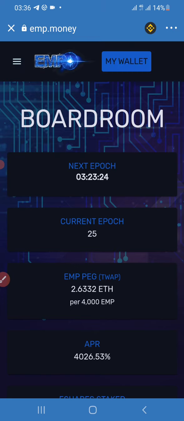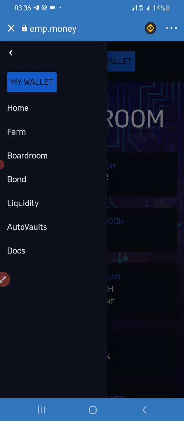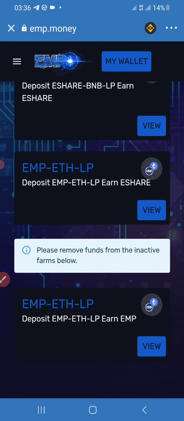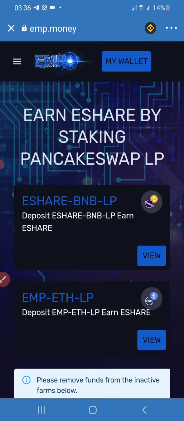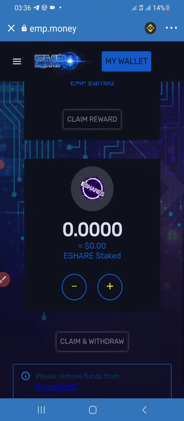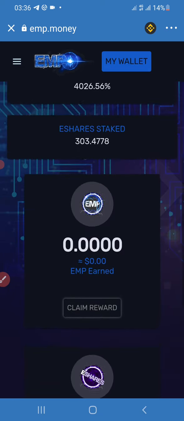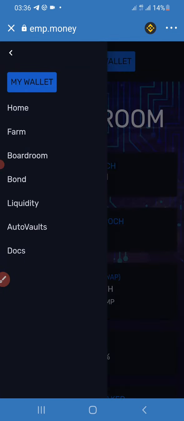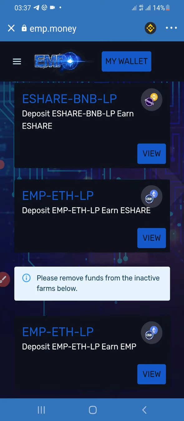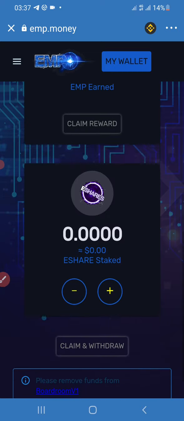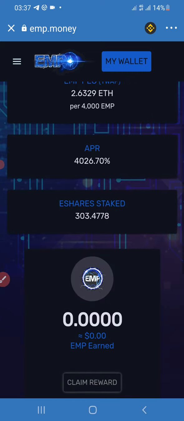So that's why I told you that you should try that one first. Now, the farms here will be giving you ESHARE. You cannot use that ESHARE to go to the boardroom. You are depositing ESHARE here to farm for what? EMP. So if I have my percentage here on the farm, I take my LP, drop it here, and get my profits, I can just be selling my EMP and be enjoying.